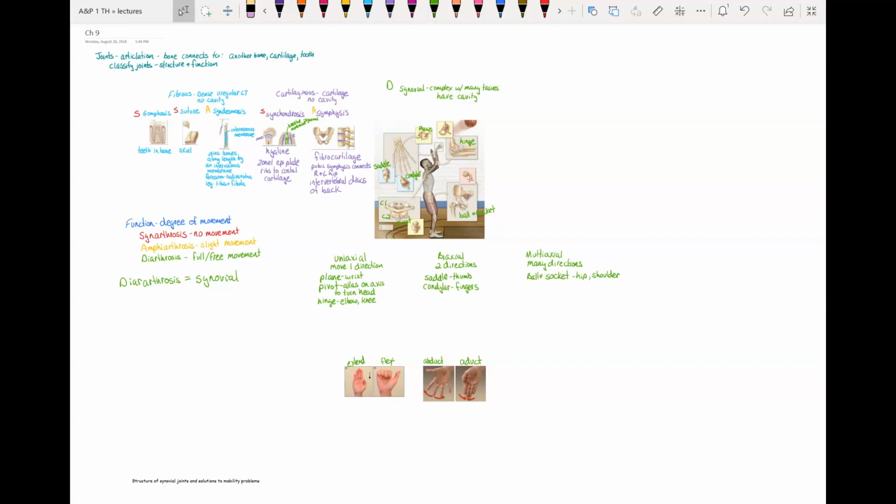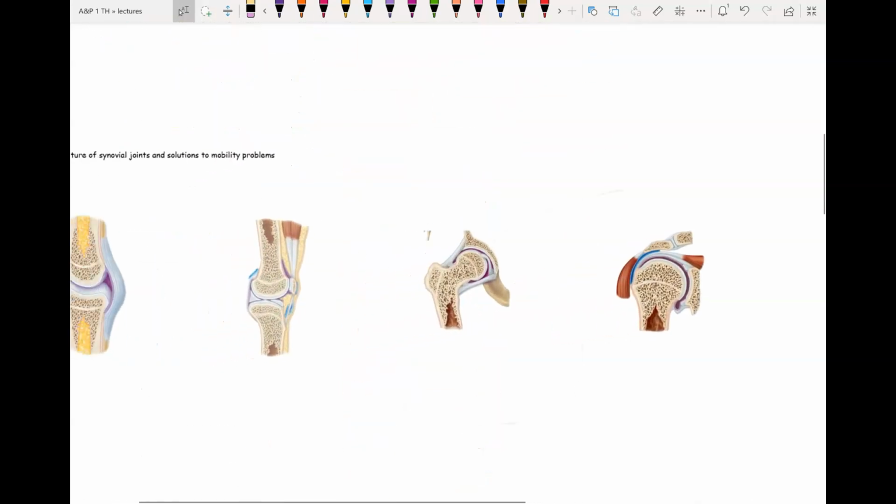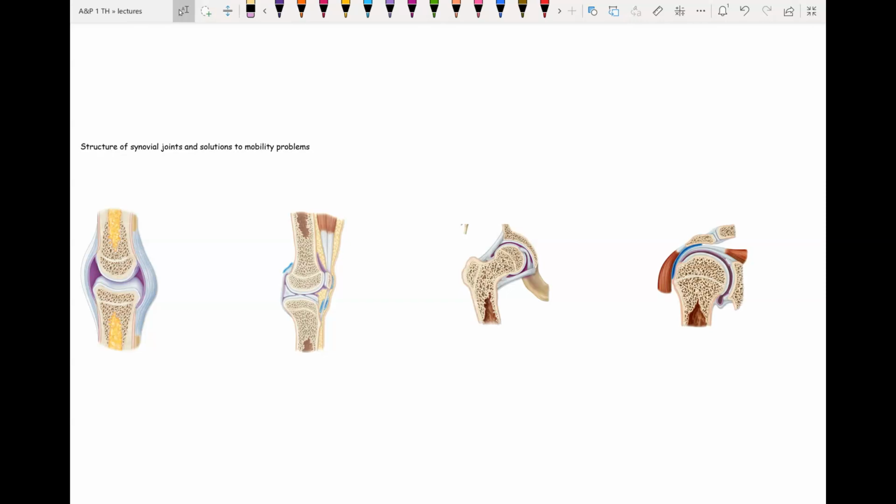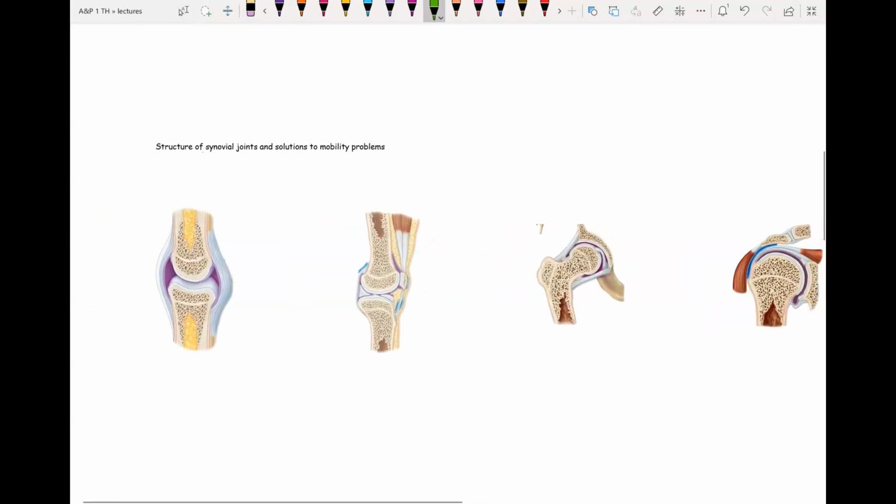All right, so there's an overview of the different types of joints in the body. Now let's start looking a little more at function. So on this page, we're just going to focus on synovial joints. Everything we say from here on out applies only to synovial joints. Synovial joints are the ones that move. And when you have movement, you get problems. So synovial joints move, and movement creates problems.